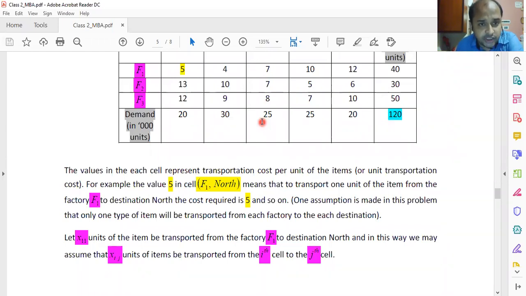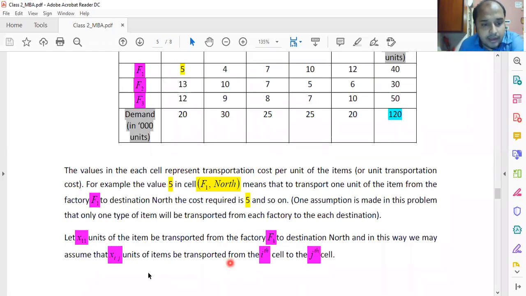What is the total transportation cost? To find it, we need to identify how many units of items produced in factory F1 need to be transported to the destination present in the respective zones. So I am denoting this as: let x11 units of the item be transported from factory F1 to destination north. How many items? I don't know. This x11 has now become a decision variable. I don't know its value.